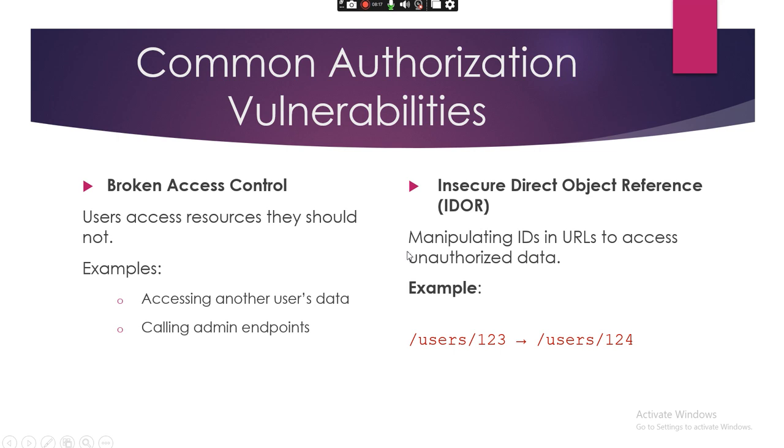Again, insecure direct object references: manipulating IDs in URLs to access unauthorized data. So this is not being verified. This is an example of it. Maybe you were supposed to only have access to this, and then you change it to 1, 2, 3, 4, and then you have access to it. It's almost the same thing as this one, but insecure direct object reference could also be binding objects directly, without verification and validation.